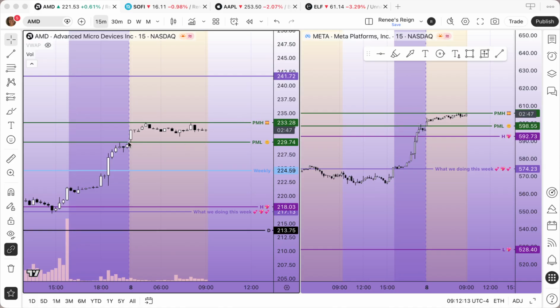So, I've already adjusted these, and that reminded me that I did not talk to you guys about the drawing tools or creating a watch list. So just some of the basic things that, if you were new, I would share with you. That's what we're going to do. So let's start with talking about the watch list.